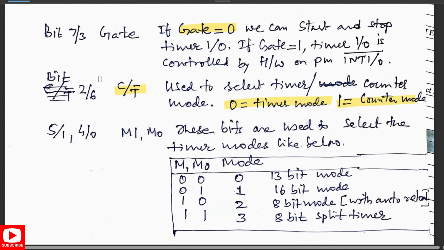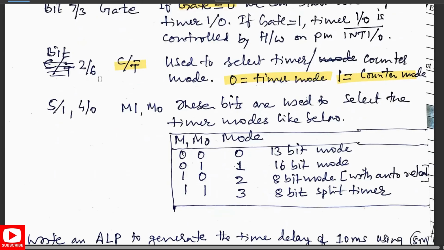Next is M1 and M0. Based on the combination, it depends on what it is. Firstly, if both are 0, then it is mode 0. It is a 13-bit mode, or you can say it is an 8-bit timer or counter with a 5-bit prescaler. So 8 plus 5 is 13.